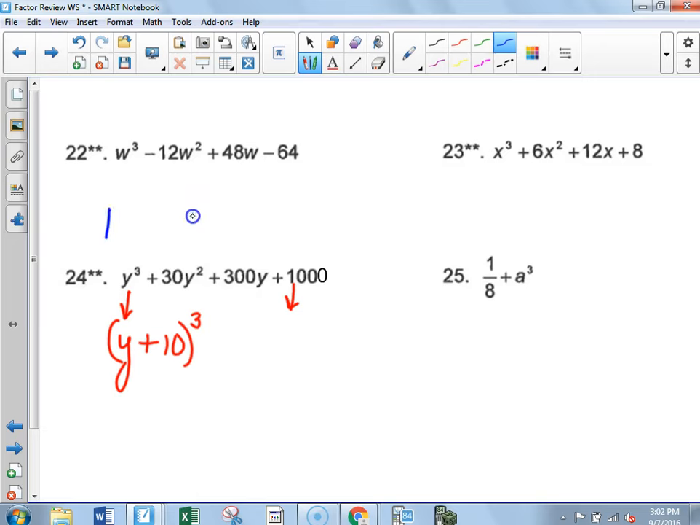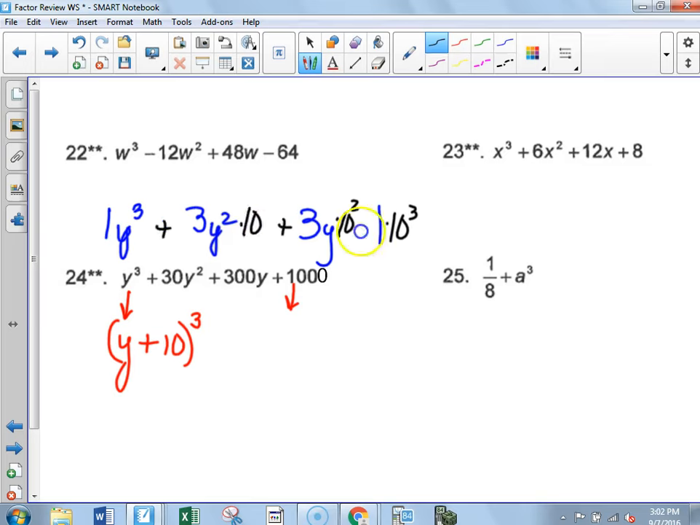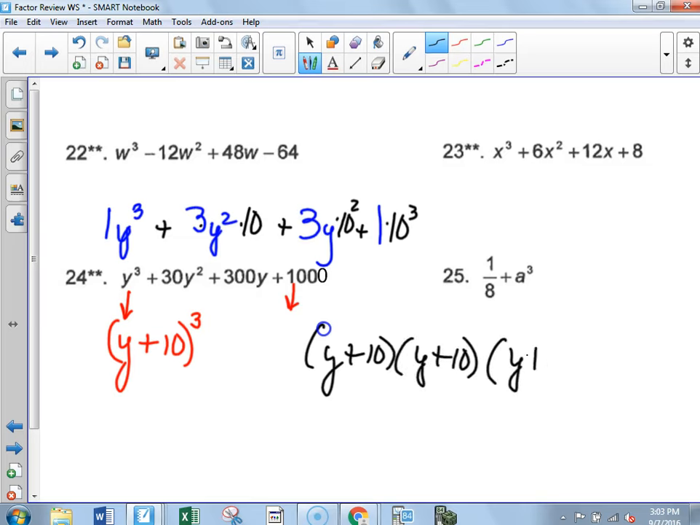If we wrote out 1, 3, 3, 1, you would take this one and cube it, so you'd get a y cubed. This one would have a y squared, this one would have a y, this would have no y, right? But the 10, this one would have a 10 cubed, a 10 squared, a 10, and no 10s. Is that equivalent? 10 times 3 is 30y squared, yes? 3 times 10 squared is 300y. Otherwise, we could play fun with foiling for a while and do this. Okay? All right.